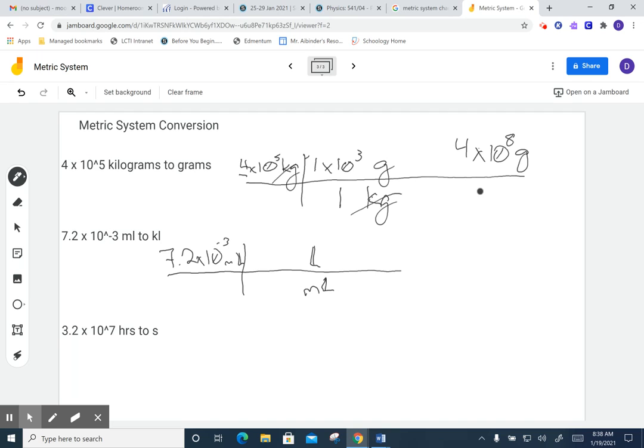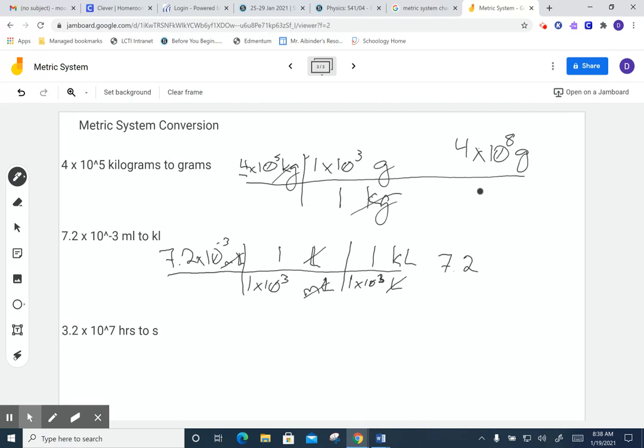So 1 liter is 1 times 10 to the third milliliters. All right. And then we're going from liters to kiloliters. Well, 1 kiloliter is 1 times 10 to the third liters. Liters cancel. Milliliters cancel. 7.2 times 1 is 7.2, divided by 1 times 1 is 7.2.